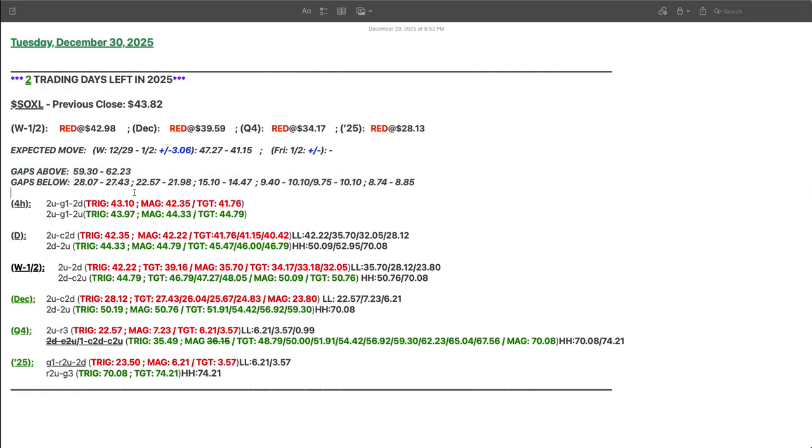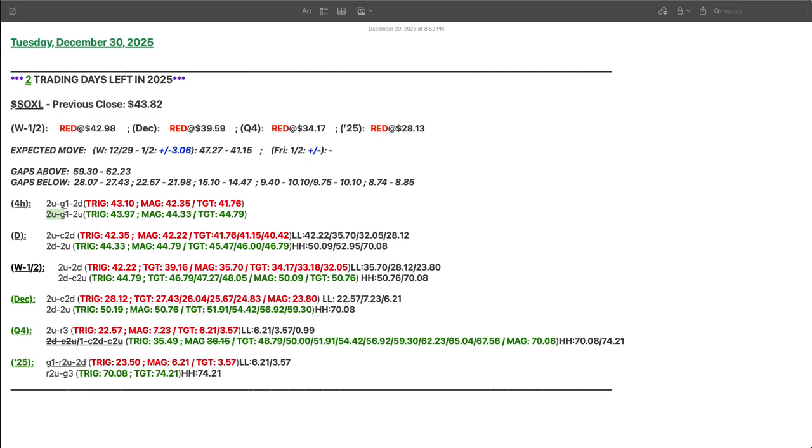We talked about from a scalping perspective or an early entry perspective on a swing, we want to look for higher lows at or above opening print to get into calls, and we want to look for lower highs at or below opening print to get into puts. On the 4-hour chart, we talked about if we go 2-1, 2 down for a reversal, the trigger is 43.10 and the magnitude of that move is 42.35.